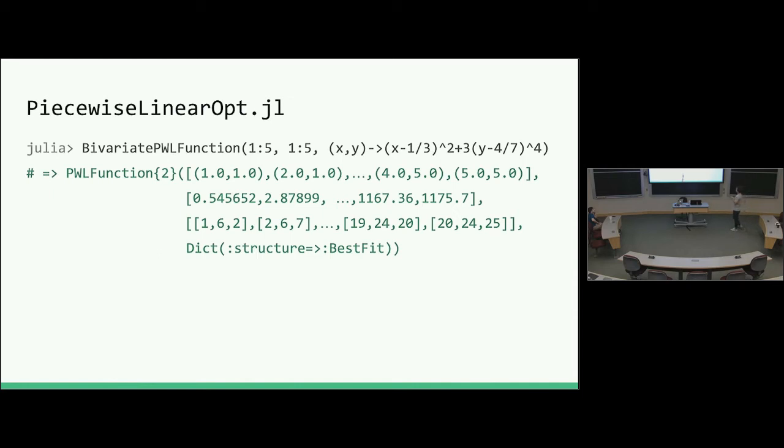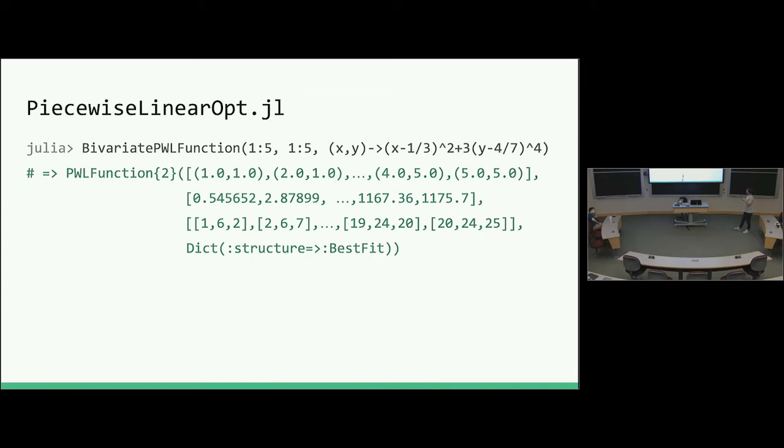Okay? So again, the first field is essentially the location for each one of the breakpoints. So we have (1, 1), (2, 1), and so on until (4, 5) and (5, 5). Right? So in the x direction, we have 1 through 5 in the grid, and in the y direction, 1 through 5 also. And at each one of these breakpoints, we have a function value, essentially.